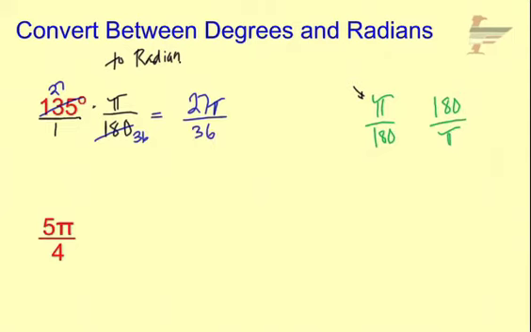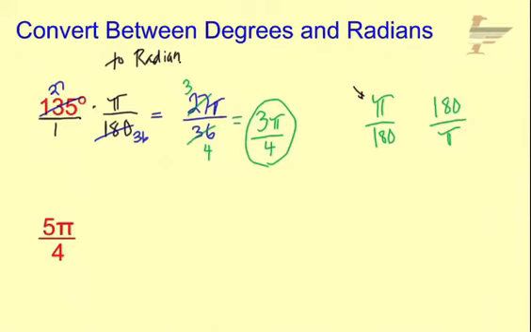Now that the numbers are smaller, we can see that we still can reduce these, and the biggest number that fits into both 27 and 36 is actually going to be 9. So 27 divided by 9 is 3. 36 divided by 9 is 4. So in the end, we end up with a 3 pi over 4 radian measure. So 3 pi over 4 and 135 degrees are angles in the same spot, just we can think of them like different units. One is a degree, one is a radian measure.